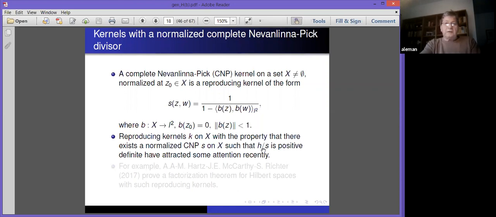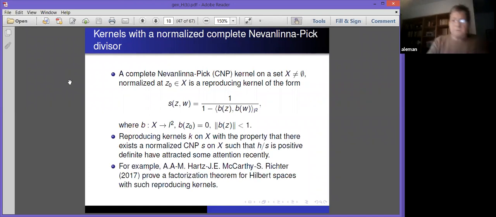Well, at least why I looked at it is I worked with Michael Hartz and John McCarthy and Stefan Richter in 2017. And we could show with kernel methods that Hilbert spaces with such reproducing kernels, functions in such spaces, they have a Nevanlinna factorization, so they can be represented as quotients of multipliers. Now, multipliers from where to where, this is more sophisticated, and I don't want to get into details, but I think it's a very interesting structure.